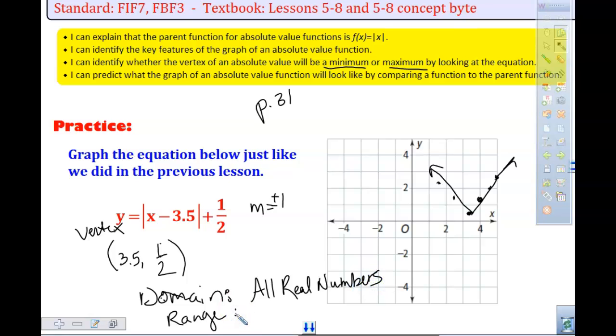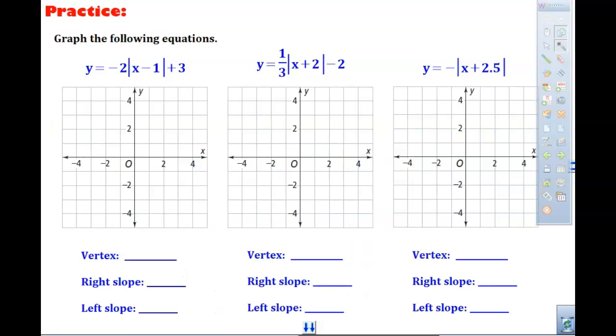Allie, if we're talking about the range, what's my lowest point for my y? 0.5. So I'm going to say y has to be greater or equal to 0.5. Okay? Because you're going to be asked those kind of questions as we're looking at our homework. So always thinking, domain, can I put any x value in that equation? Yes. Okay? So, what you are asked to do right now is go through each one and write your vertex, write your slopes, and then we'll check your graphs.